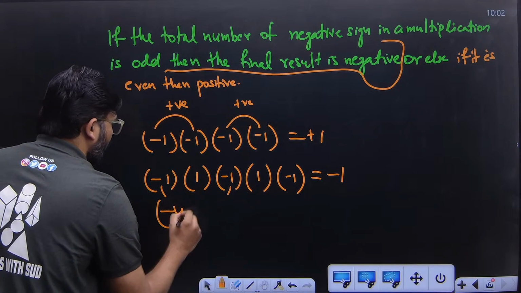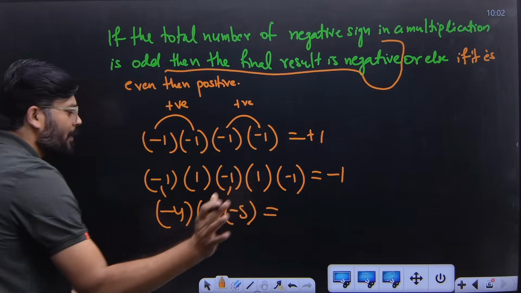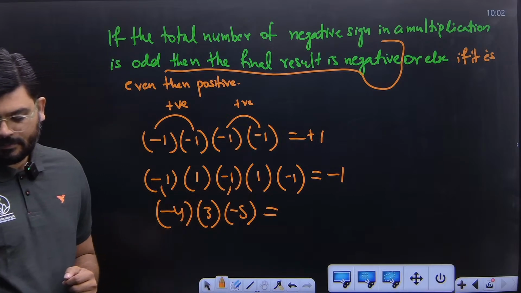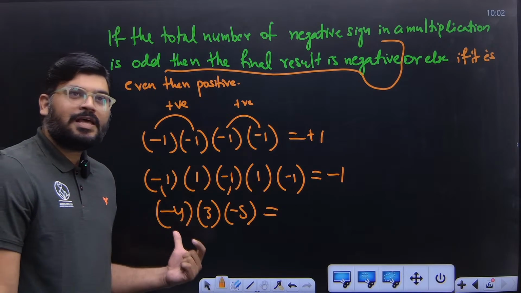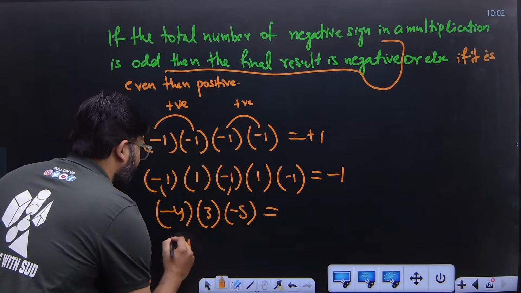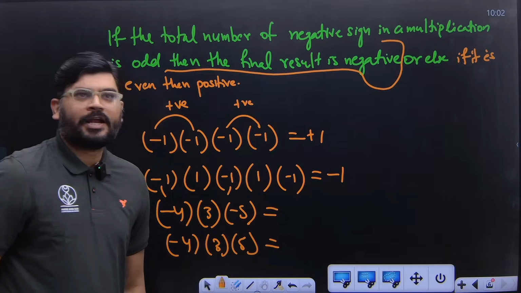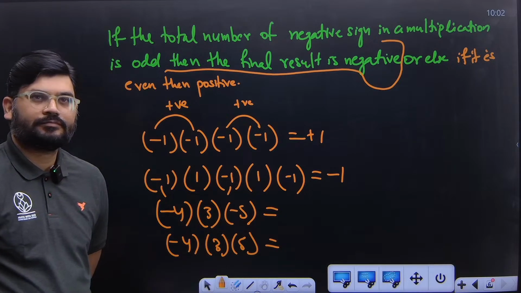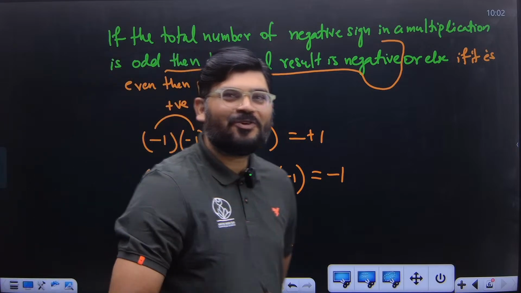So negative 4 into 3 into negative 5. Don't multiply, just tell me, will the answer be positive or negative? Yes, the answer is positive. Wonderful. Now negative 4 into 3 into 5. Will the answer be positive or negative? Negative. Wonderful. See how beautifully you are doing it.